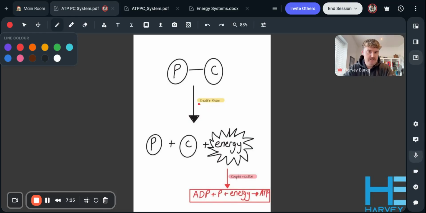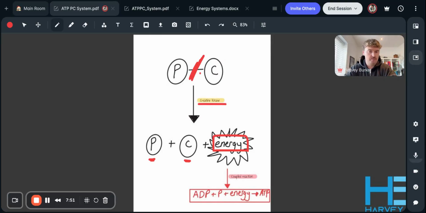And what happens is this enzyme here, creatine kinase, so a kinase enzyme most of the time breaks something down. So creatine kinase is breaking down this phosphocreatine into just the two things that it's made up of, a phosphate and a creatine. But most importantly, when that bond is broken, that releases energy. And you must mention that in your answer, that the breakdown of phosphocreatine via creatine kinase produces a phosphate, a creatine, and energy. You have to mention and energy to get the mark.